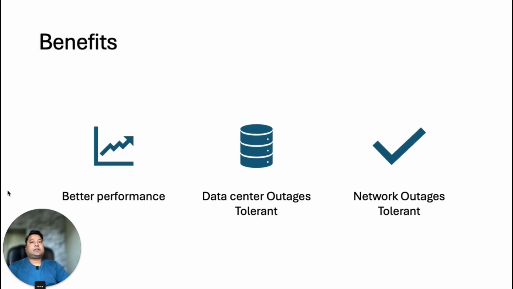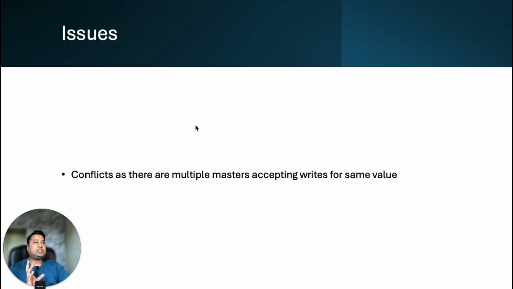Whenever these nodes get online and connected again, they can start sharing the data. Okay, so by this time I have already spoken about the benefits, and I have already spoken about the conflict problem, right? So let's move on to issues.